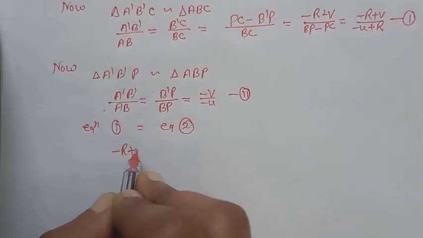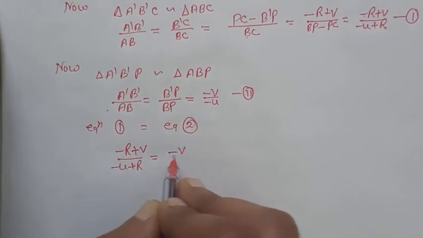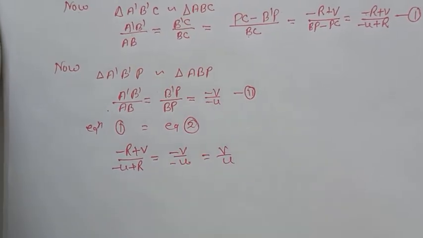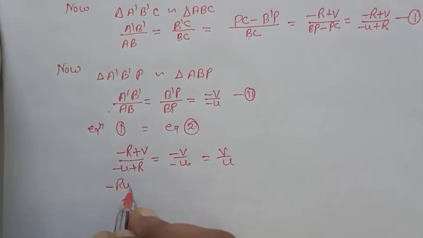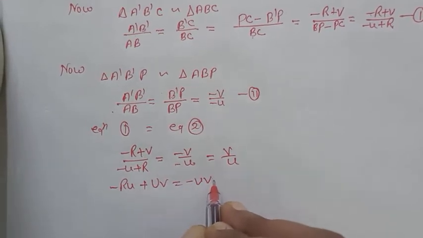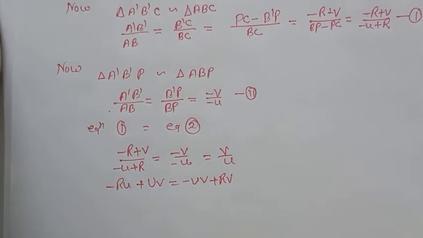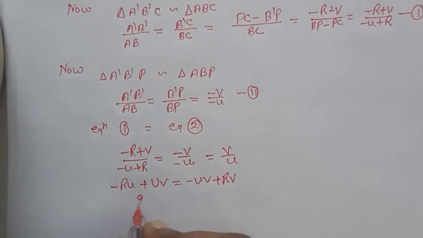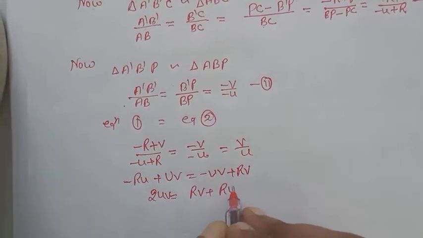Minus kr plus v divided by minus ku plus r equivalent of minus kv divided by u or v divided by u. Taking cross product, minus kru plus kuv minus kuv plus krv. Taking the value of one side uv and r in terms of another side, we need 2 times of uv equals to rv plus ru.